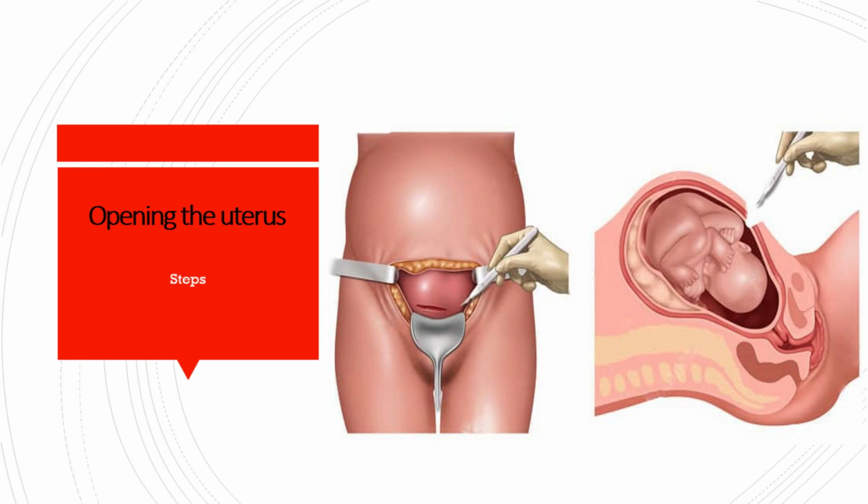Opening the uterus is a pivotal moment in the cesarean section, as it allows access to the fetus. The incision is typically made in the lower segment of the uterus, which is less vascularized compared to other areas, thus reducing the risk of excessive bleeding.